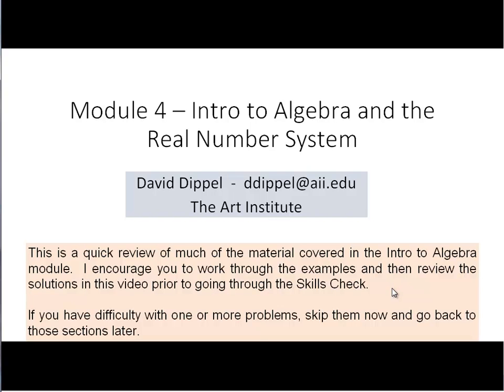I encourage you to work through the examples, and then after you complete that, work on the skills check. Hopefully, if you have difficulty with one or more problems, you'll just go ahead and skip those right now, and then go back after you've gone through the skills check and work on the few modules that hopefully are left.